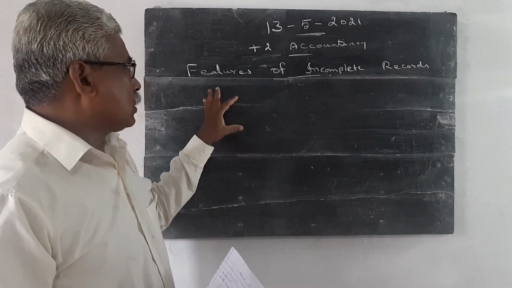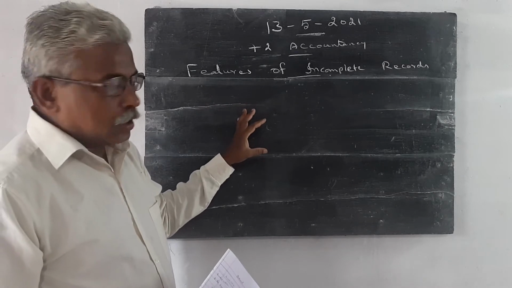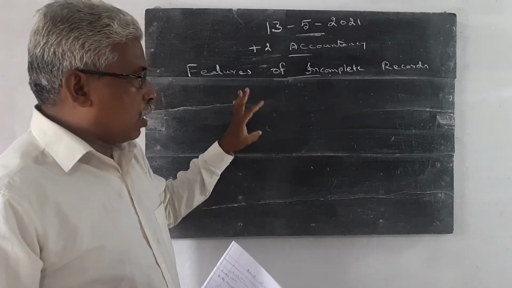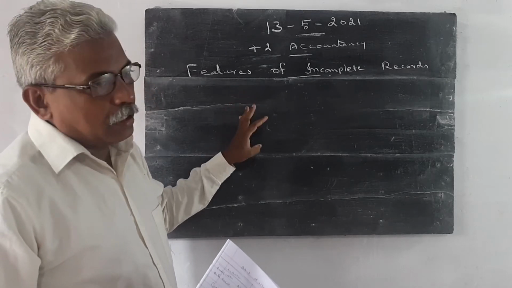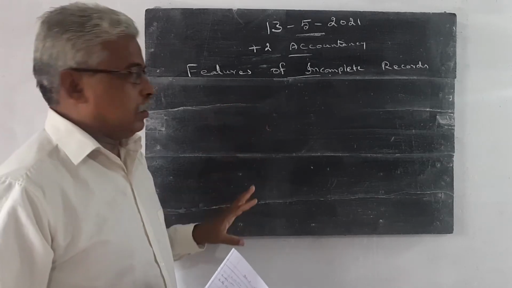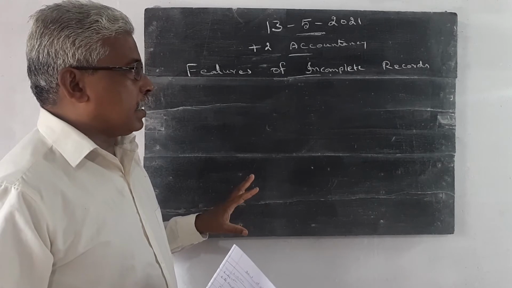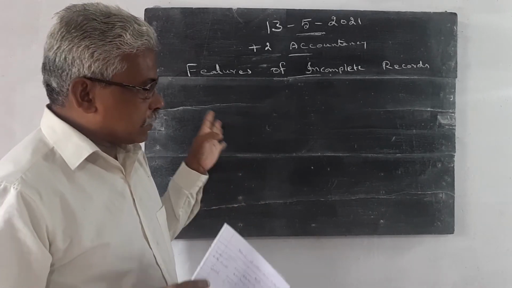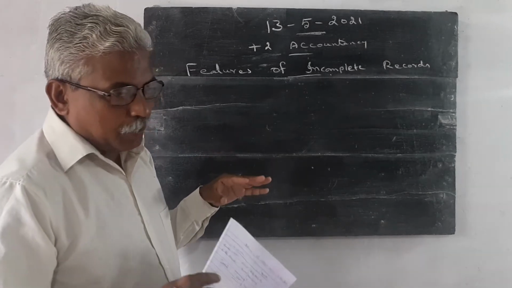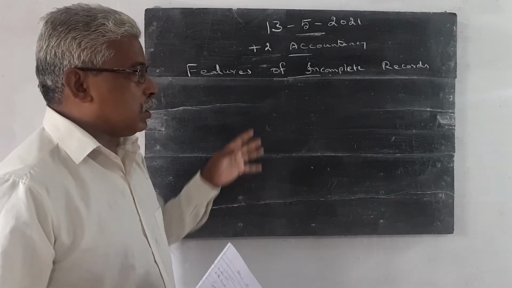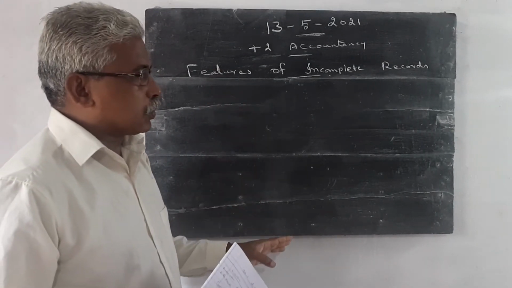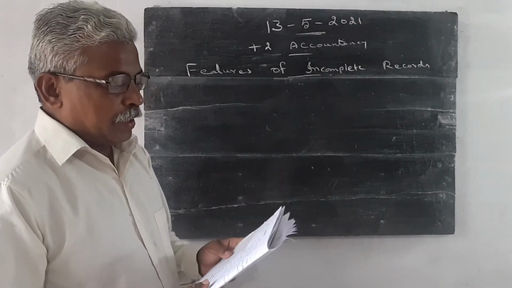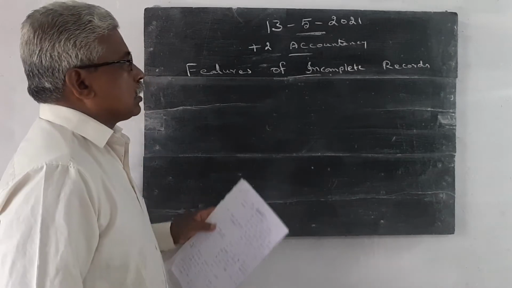So, dear students, in our textbook, we have 7 points, but you have to prepare 3 points thoroughly. Then only you can appear for the examination. For the purpose of developing the knowledge, you will study the remaining points, which are given in the textbook. Okay, then the features of incomplete records.